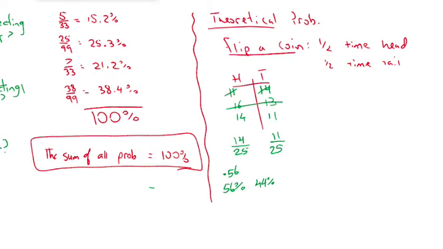What does 25 come from? 14 plus 11. Okay. So that's the total. When you total these two up, this 25 becomes the total number of outcomes. Remember, probability is the number of events that you're looking for out of the total number of outcomes.